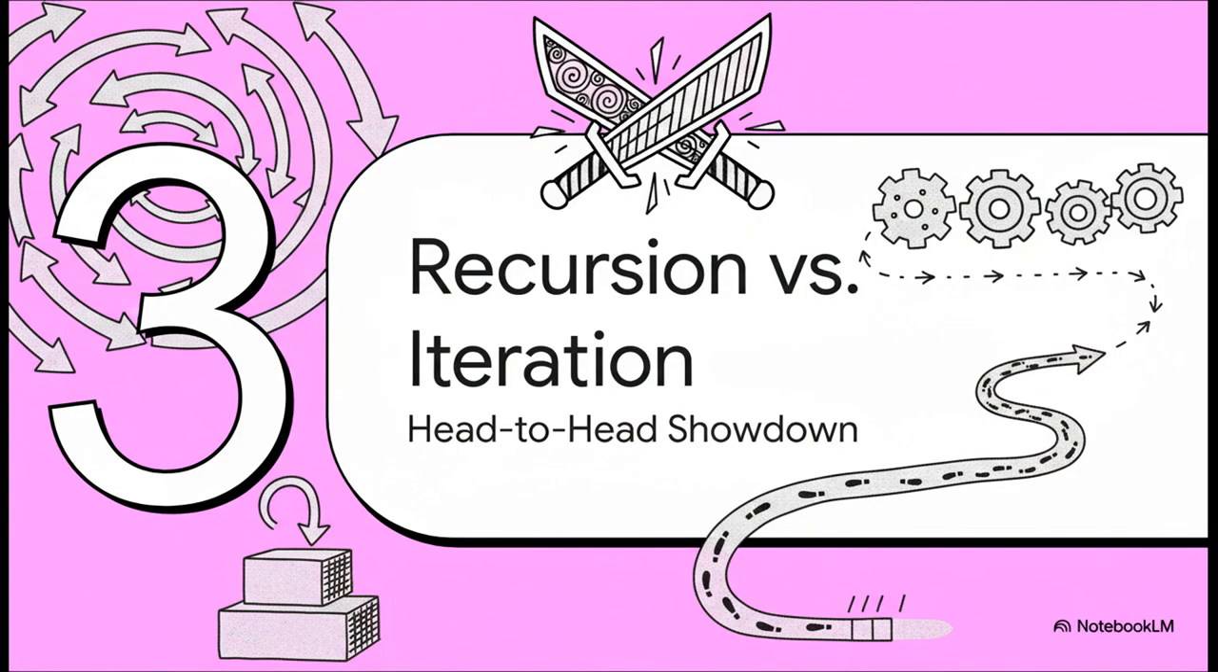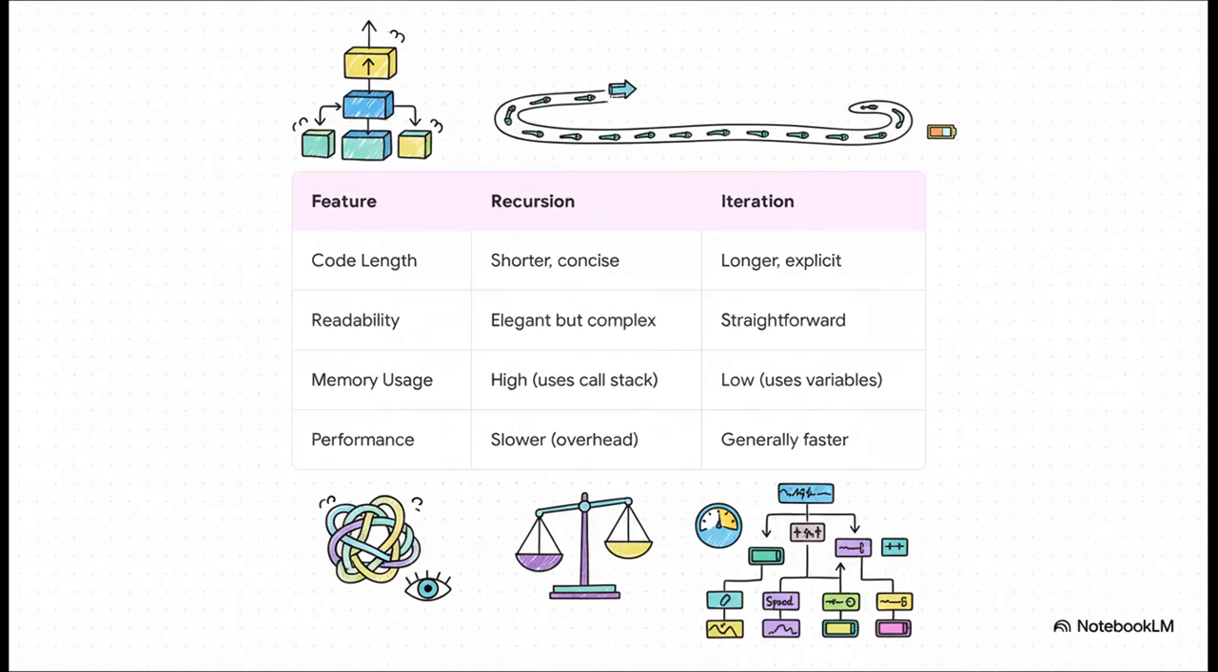And now, it's time for the main event, the head-to-head showdown. Both of these methods get the job done when it comes to repetition, but wow, they are fundamentally different, and they come with some really important trade-offs. This table just breaks it down perfectly. Look at recursion. The code is often way shorter, more concise. It can be really elegant. Iteration, on the other hand, is usually more code, but it's often more straightforward to read.